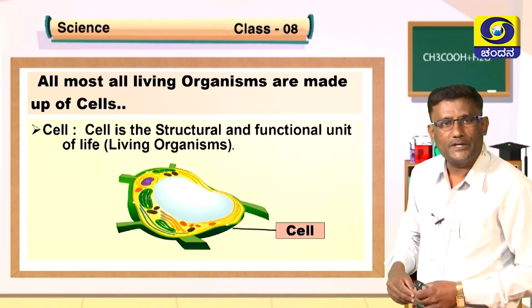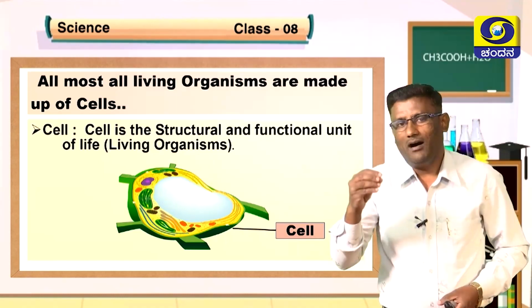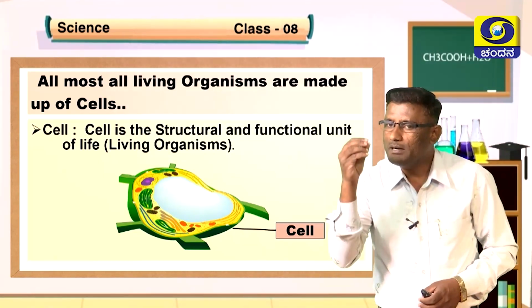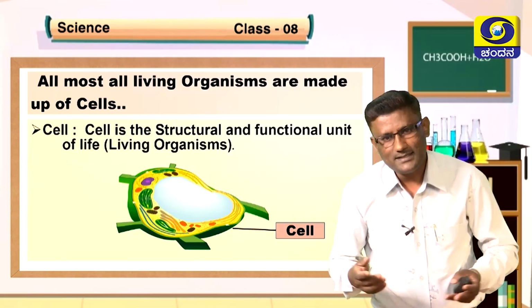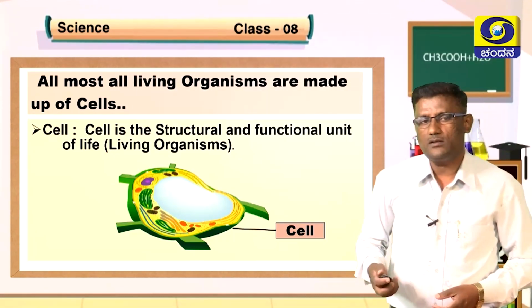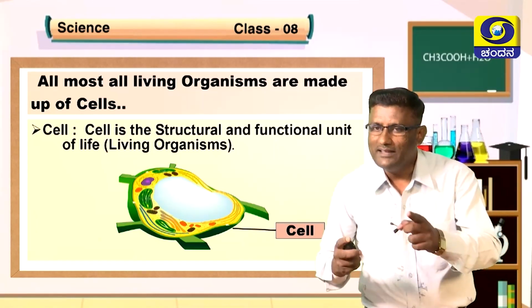From these pictures, we can understand that almost all living organisms are made up of cells. Then what do you know about the cell? Can you define the cell? What is a cell? The cell is the structural and functional unit of almost all living organisms.